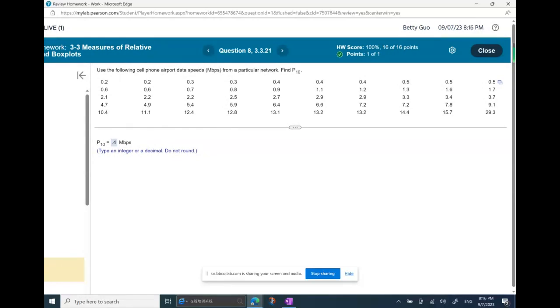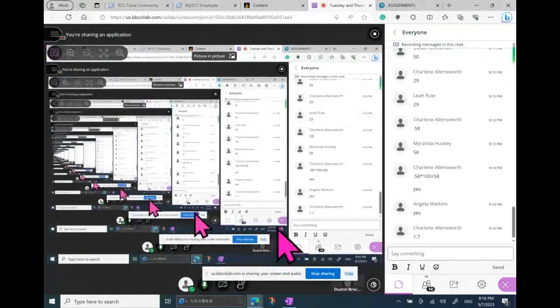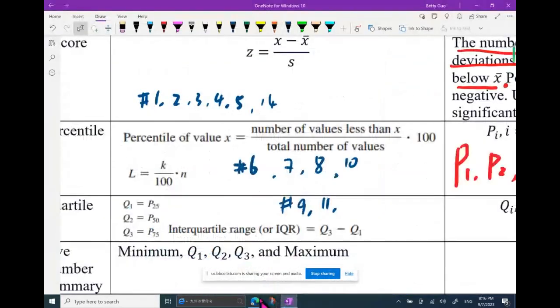We are looking for which value? What is the value of the 10th percentile? Where is the value of the 10th percentile? That means which value separates the top 90% and the bottom 10%. How do you get that? We have a formula for that, okay?